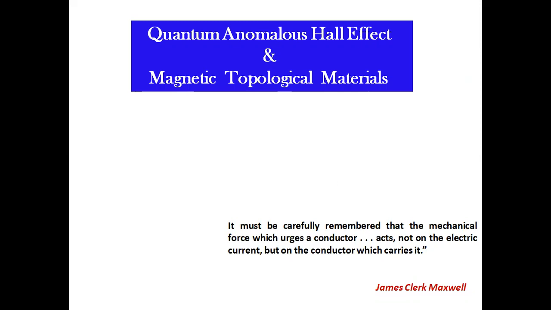Today we would be continuing the discussion, whatever we have left from our last one. This is the quantum anomalous Hall effect in the magnetic topological materials. Probably both terminologies will be new, I think, to all of you, because apart from Sachin, nobody belongs to condensed matter physics. So we'll see what it is.